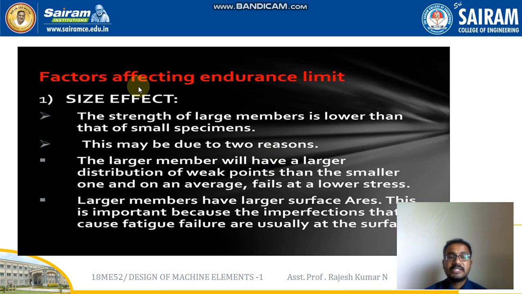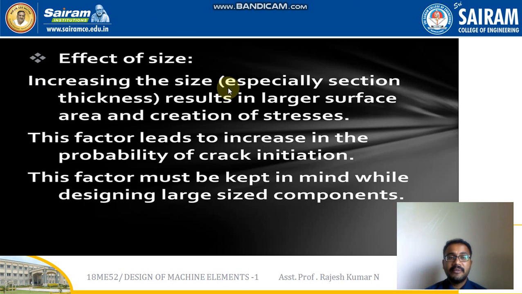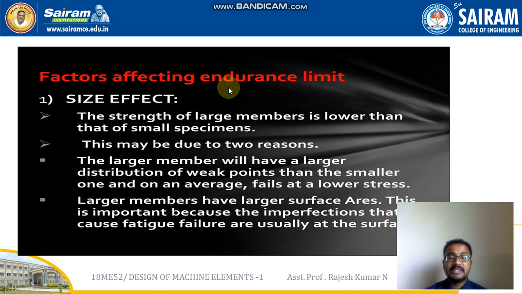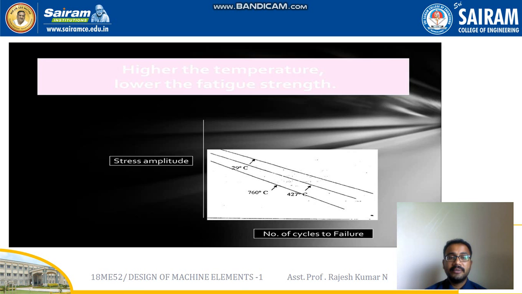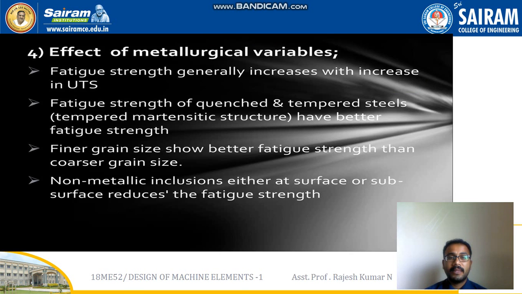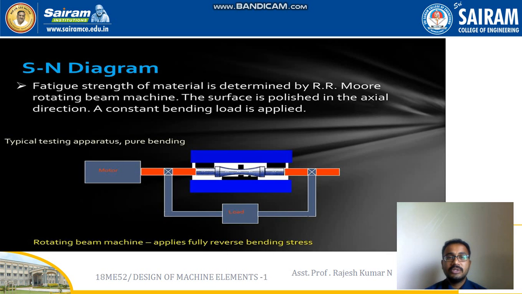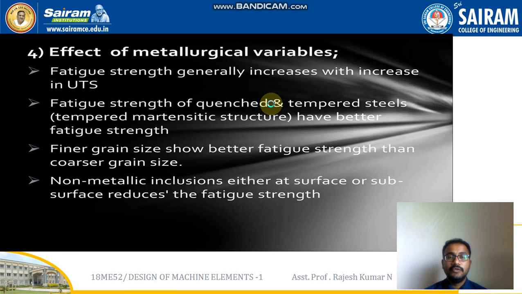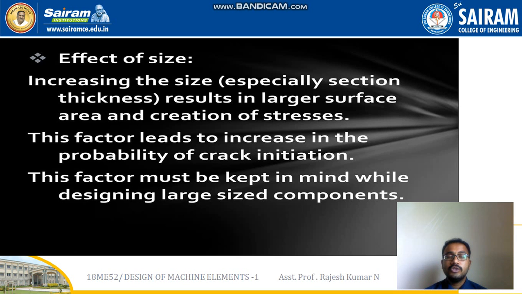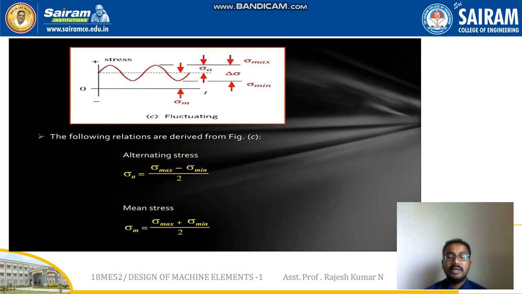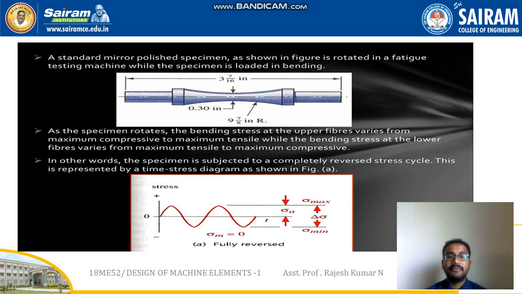Then we have the next topic, that is, factors affecting endurance limit. We have many factors: size factor, that is size effect, surface roughness, effect of temperature, and effect of metallurgical variables. So all those things are there. Before moving to these, we should have detailed information about all of them. So what are these modification factors? Let me take this particular example.